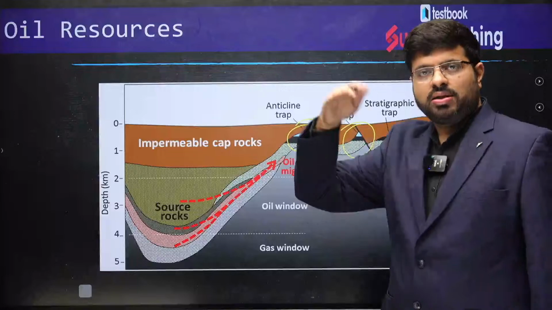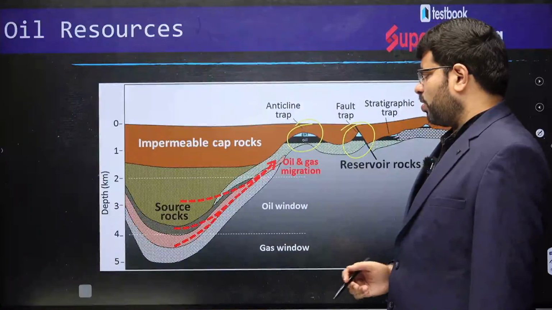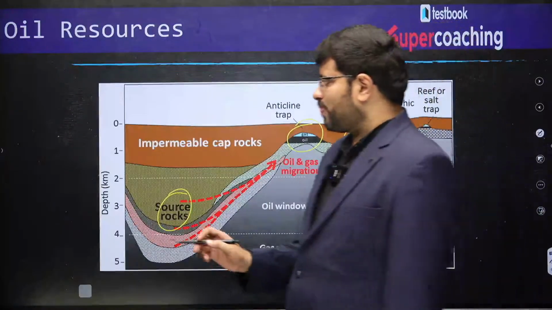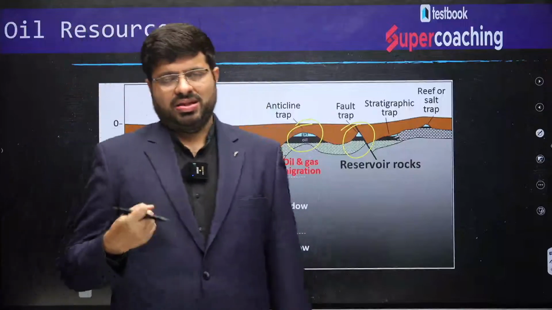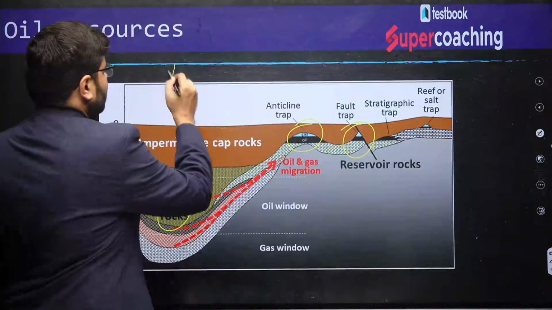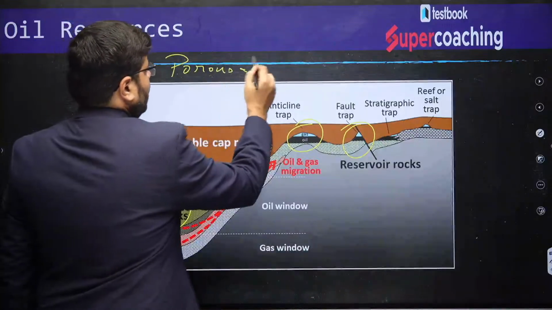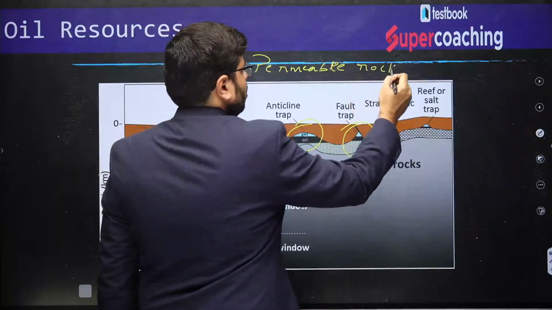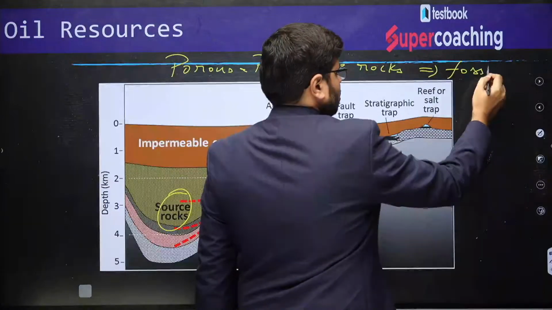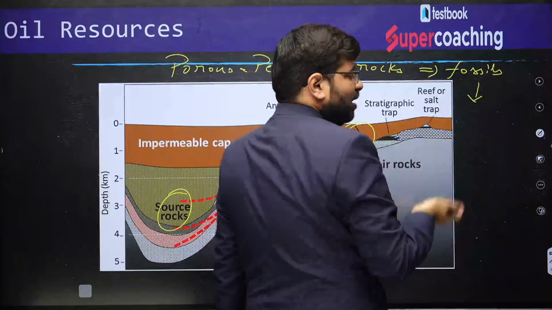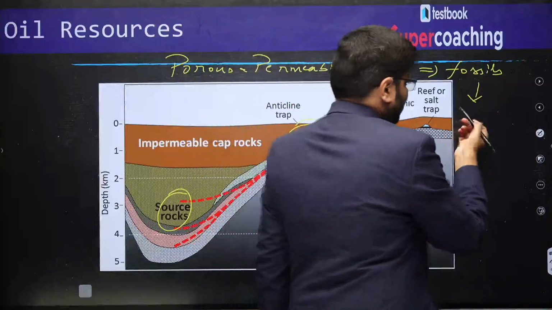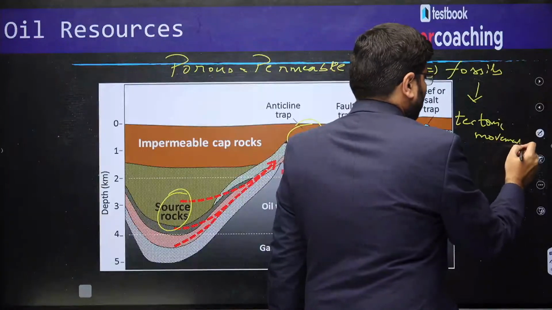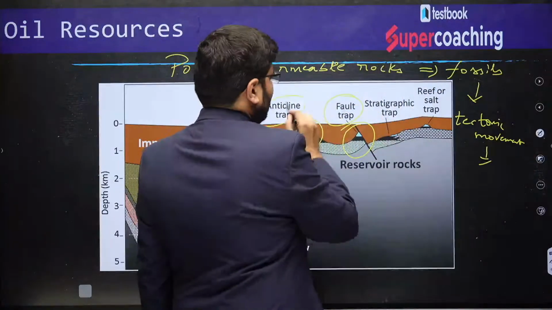As the crust goes up and down, a portion of the rocks, the source rocks, will come into play. Source rocks are nothing but the sediments which are porous and permeable in nature, which will hold the fossils, right? As the fossils are blocked, when there is crustal or tectonic movement, you will see the development of these two, the fault traps and the anticline traps.